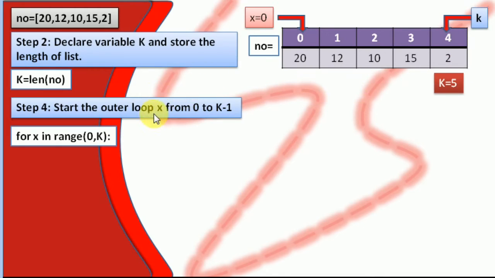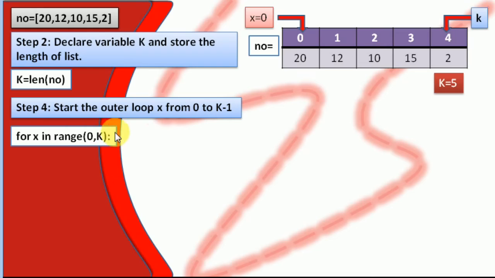We need to start an outer loop. You need to know that outer loop means passes. How many passes are there? That we will understand with the help of the outer loop. So the outer loop starts with for x in range 0 to k. That means x starts from 0 up to k minus 1, so it works up to 4. That means how many passes? 1, 2, 3, 4, 5. There are 5 passes. In the first pass the value is going to be x equals 0. Then x equals 1, then 2, then 3, then 4.